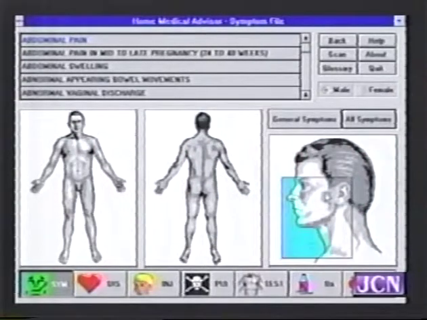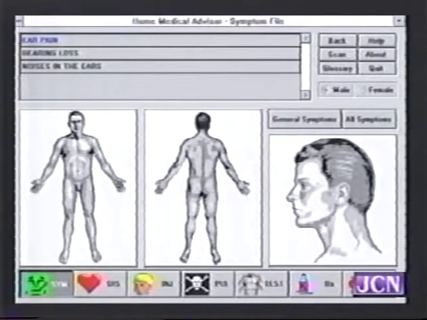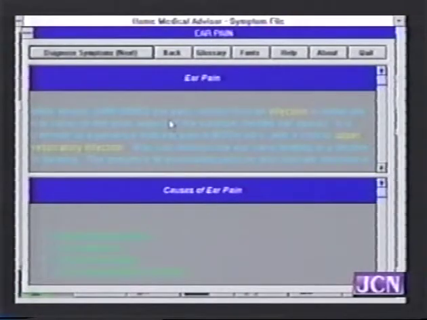We're going to come over here to the man's head and click on ear, because we're in the symptom file. Let's say I was having a problem with my ear from being yelled at, which might fall under hearing loss. But let's go ahead and go to ear pain. We'll click ear pain, and you notice there's some information right here. It talks about the most severe one-sided ear pain resulting from an infection, either in the ear canal or so. It gives you some information.